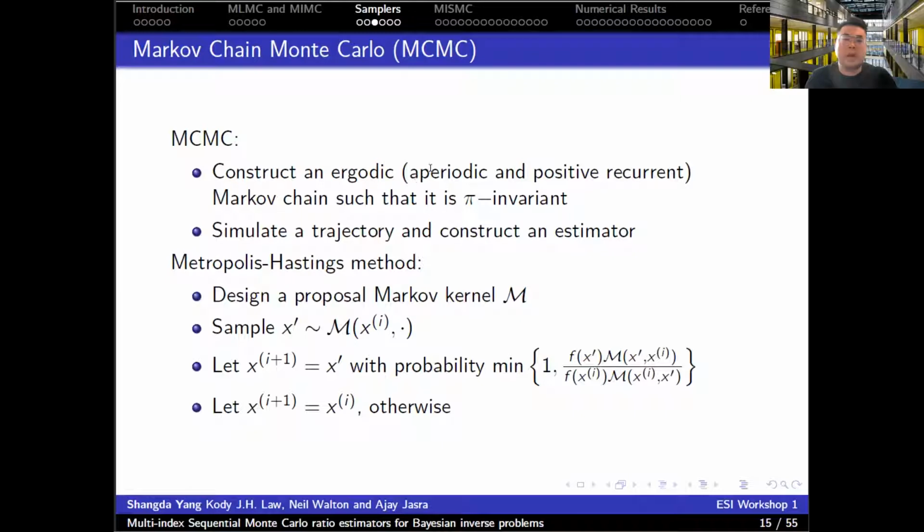The first sampling method is Markov chain Monte Carlo, which constructs a Markov chain such that it is capital pi invariant, that is, the target distribution is invariant. We can simulate a trajectory from this Markov chain and construct an estimator. A very commonly used method is Metropolis-Hastings, by designing a proposal Markov chain, sampling from it, and accepting or rejecting the sample with a certain probability defined like this.